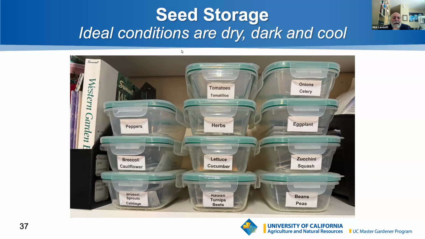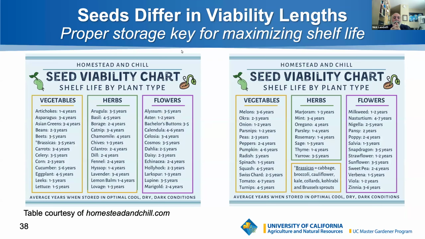You want a relatively stable environment in which to store your seeds. Someplace dry, dark, and cool is preferred. I use a shelf in my garage. A refrigerator would be ideal, but there are frequently space considerations. Properly collected and stored, most seeds are good for at least 2 years, with some remaining germination competent for 5+ years. Here is a seed viability chart from Homestead and Chill. I'll let you look this over for a few seconds.